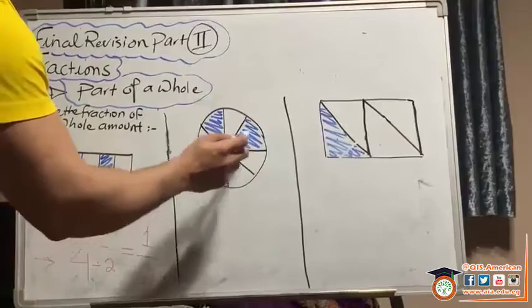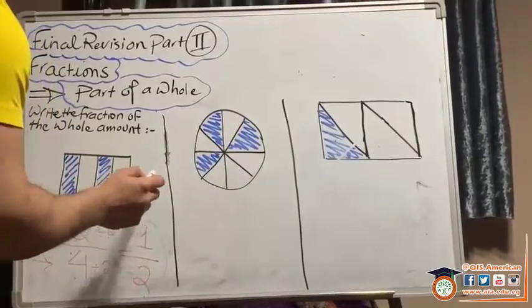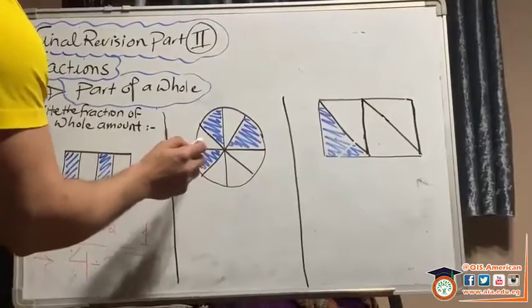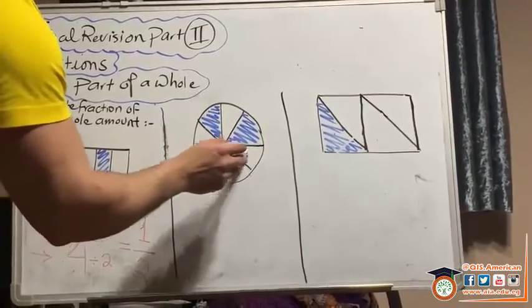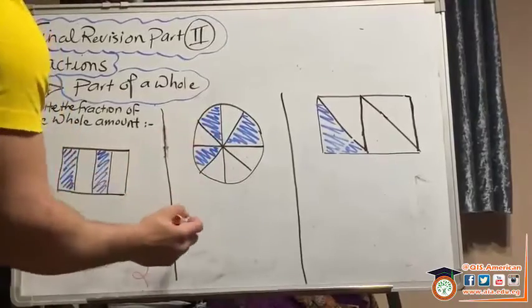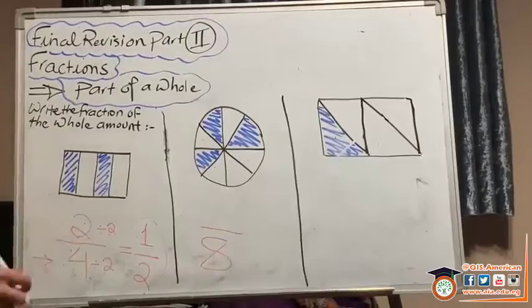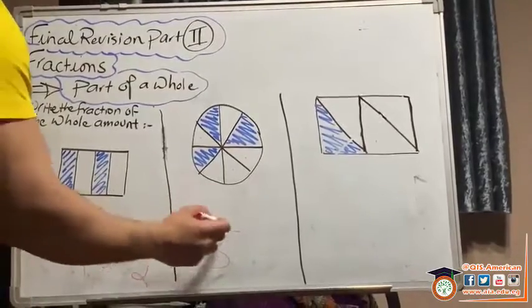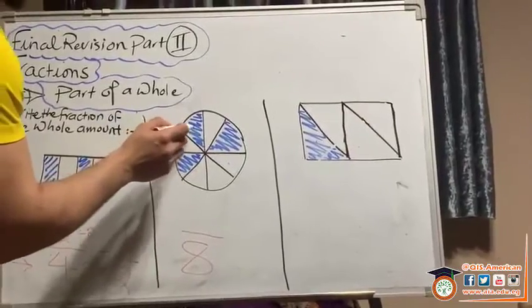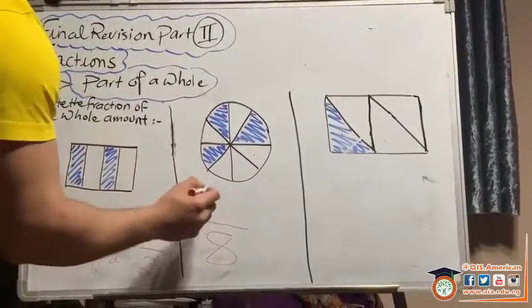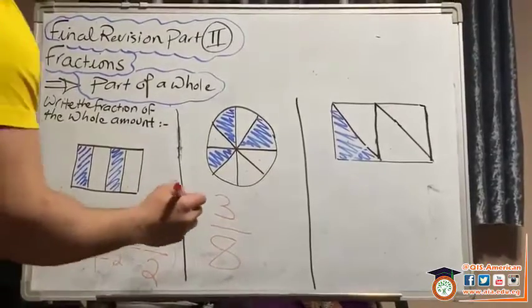Here we have a circle that is divided into equal parts. You have to count the total number of parts: 1, 2, 3, 4, 5, 6, 7, and 8. So we have a total of 8 parts, so 8 goes down. What about the number above? The shaded parts: 1, 2, 3. So I have 3 shaded parts out of 8 parts.